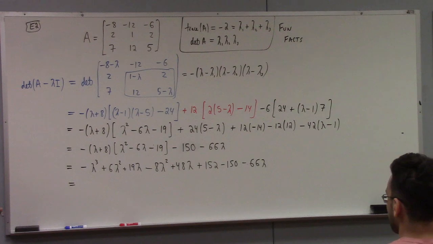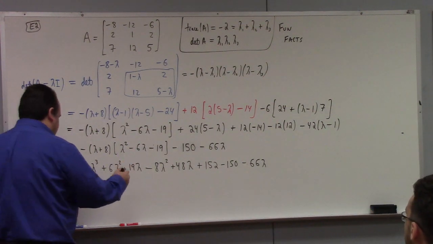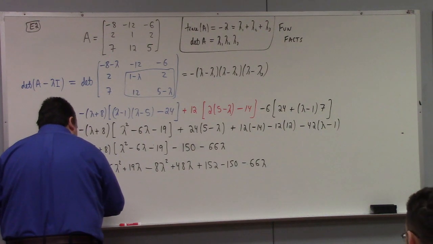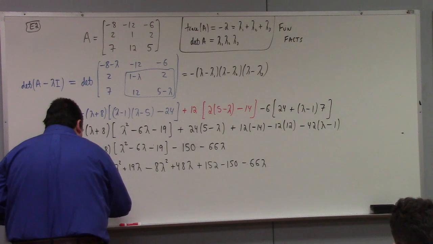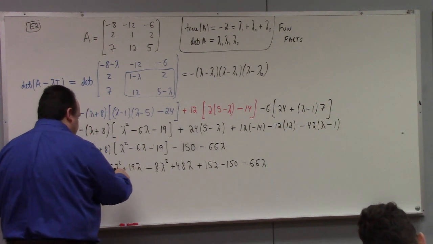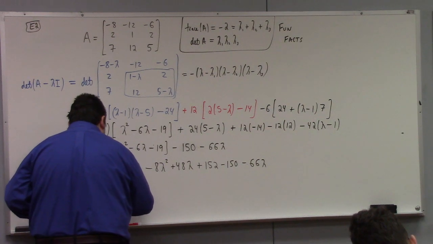So what is it? I don't know. Is the real root pretty? I don't know. Let's simplify this. So I'm going to factor a minus out because I can. And I got a lambda cubed. How many squares do I got? Plus 6 minus 8, which gives me minus 2, which gives me plus 2 lambda squared.